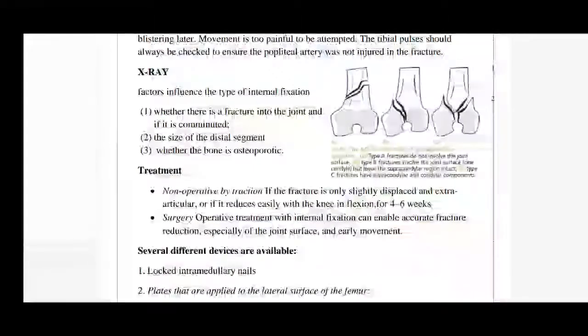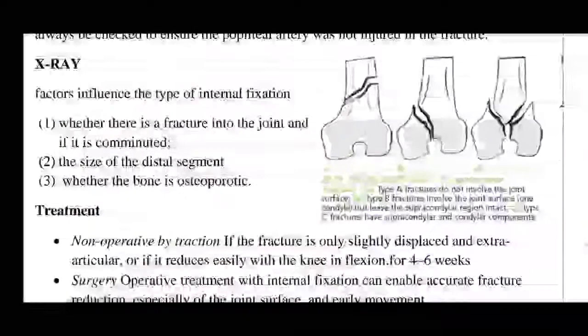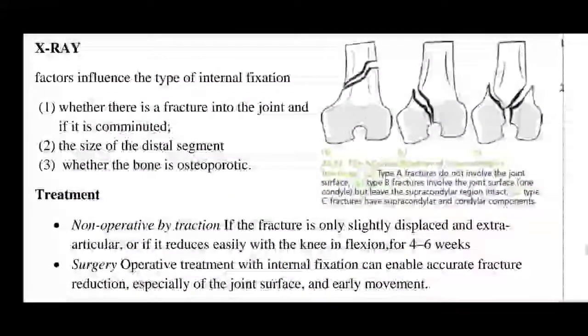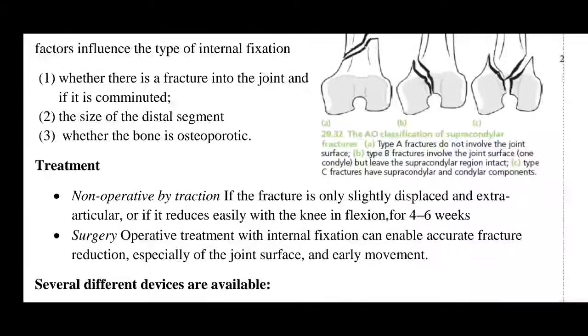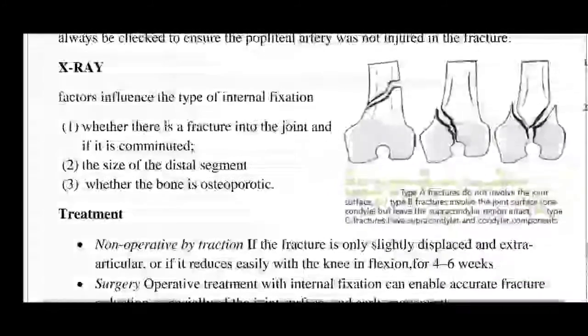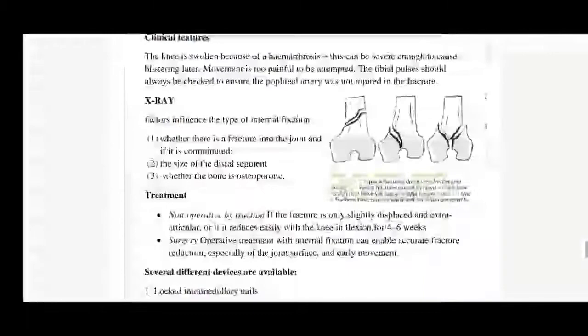X-ray: factors that influence the type of internal fixation are whether the fracture extends into the joint line, whether it is comminuted or not, the size of the distal fragment, and whether the bone is osteoporotic or not. This will affect the kind and modality of fixation, and this is shown in the X-ray. The type of supracondylar fracture is either extra-articular, unicondylar, or Y type, which is intercondylar extension, and according to the type there may be comminution at the fracture site.